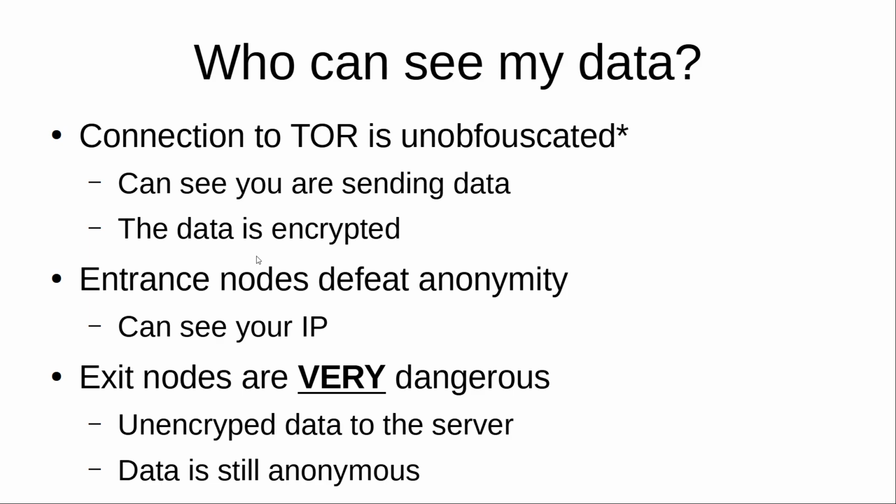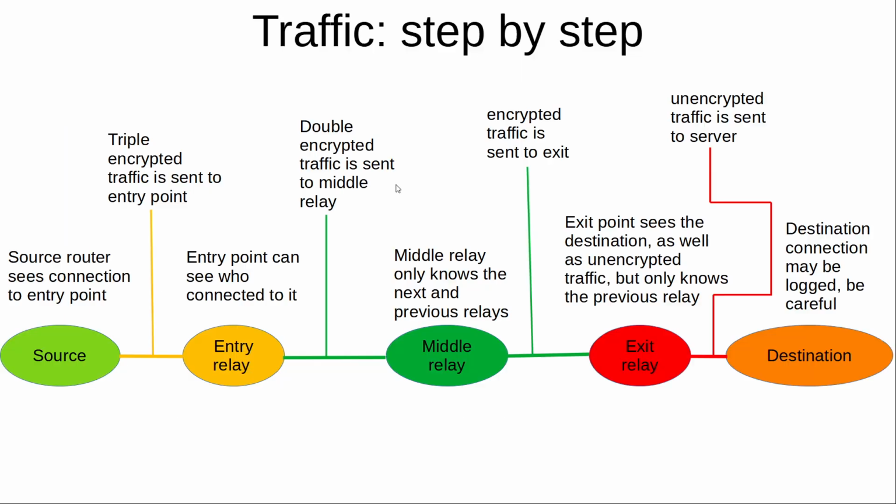The entrance node can see your IP directly, but again, it doesn't know what you're sending. Exit nodes are the real dangerous one, though, because they send unencrypted data to the destination. However, the data is anonymized because it routes through nodes beforehand. So let's go through a step-by-step of how traffic works, as well as any issues that may be here.